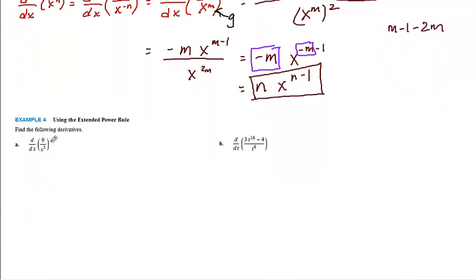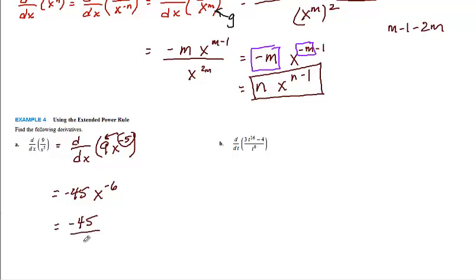Alright, let's play. I want to write this now as, because I could use the quotient rule, you're right, but I don't want to. I want to use the extended power rule, so that'll be 9x to the negative 5th. So this would be, bring this down front, negative 45. x to the negative 5 minus 1 is a negative 6. Writing in a better looking form. There we have it.